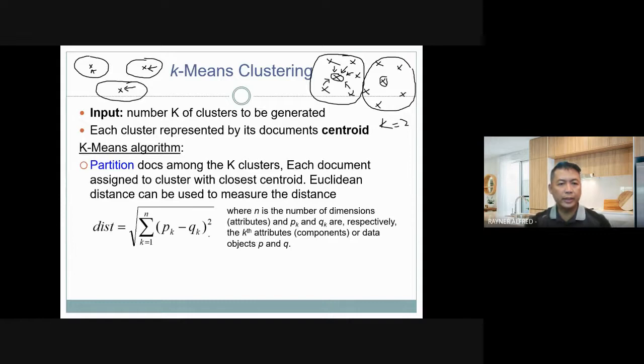So we will use this formula. This is the Euclidean distance, with which we can measure the distance between the center here and the other documents. Basically we are using the same formula that we used in lecture 3 when we wanted to find the ranking.